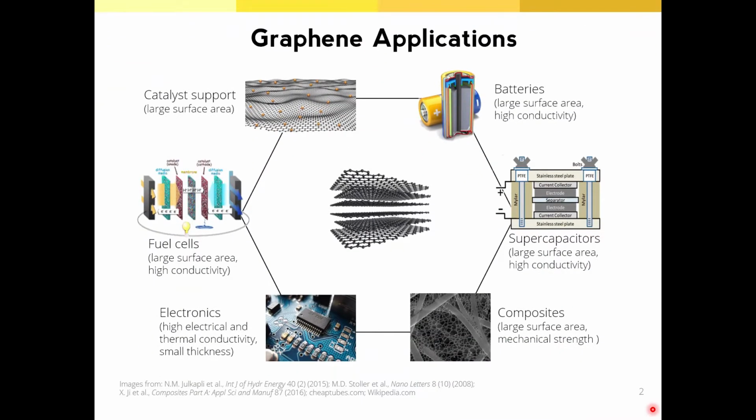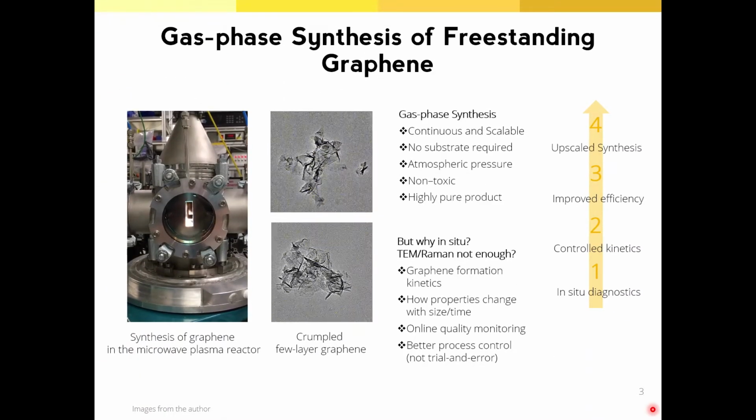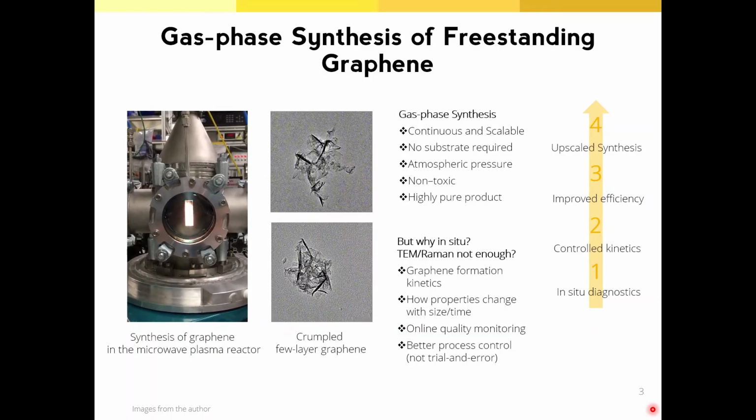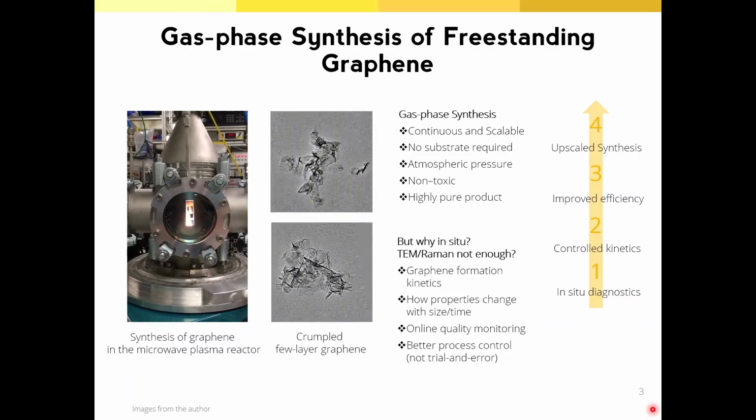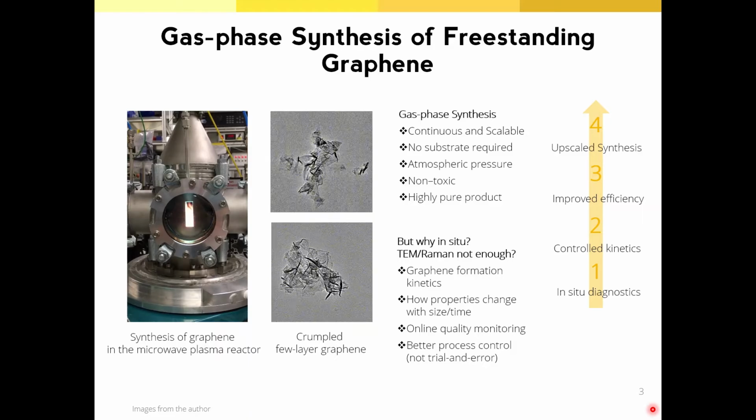So we are interested in graphene because of its unique properties. It makes it suitable material for a wide range of applications, and some of them listed here. As a result, there is a demand for high-quality graphene in large quantities. One of the promising methods to produce high-quality graphene is gas-phase microwave plasma synthesis. That process can be continuous and scalable, and there is no need for a substrate. The problem is that the product yield is less than 5 weight%.